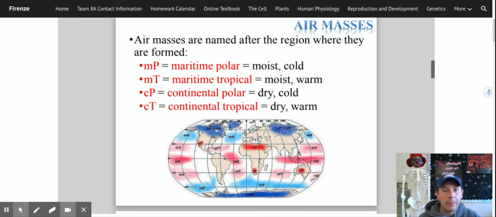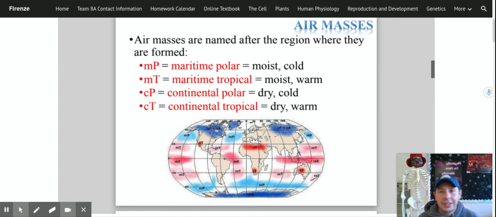Tropical means warm. Okay, think of a tropical vacation. Nice warm weather, sitting out on the beach. Tropical means warm. So maritime, moist, tropical, warm. So it's a maritime tropical air mass. So it probably formed over the ocean somewhere, but closer to the equator.